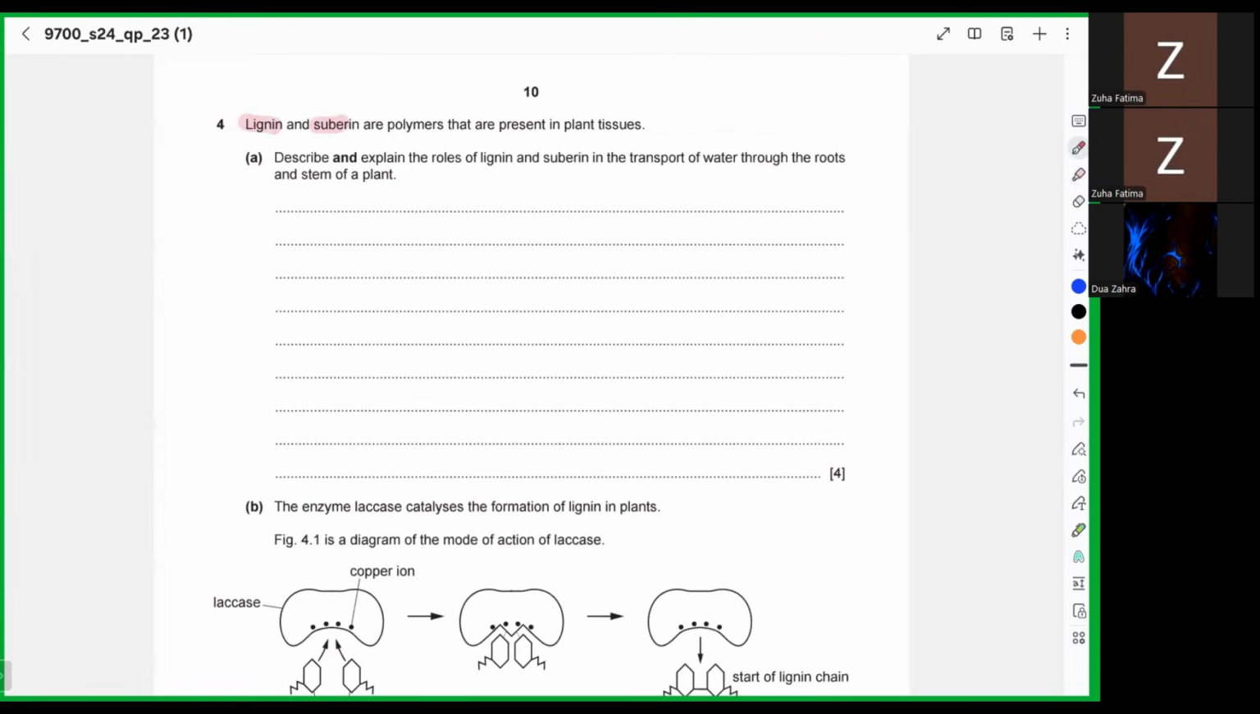Lignin, where is it present? It is present in the xylem vessel walls. So in the walls of the xylem vessels we have lignin present. And suberin is basically present in the endodermal cells and forms the Casparian strip.